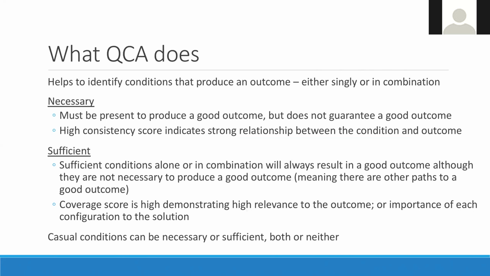So for example, we were trying to understand registry implementation in primary care practices. What we found was there were some necessary ingredients. Necessary ingredients are those that must be present to produce a good outcome, but don't guarantee a good outcome. Some of the necessary ingredients were things like good leadership and a quality improvement mindset. You want it to be forward thinking to be able to actually think about implementing a registry. But sufficient conditions are those alone or in combination in different contexts that can produce a good outcome.